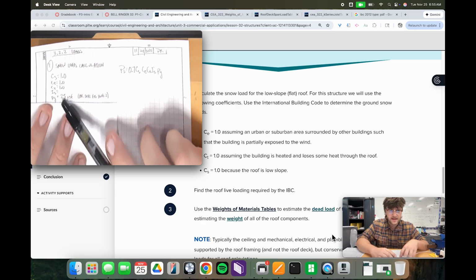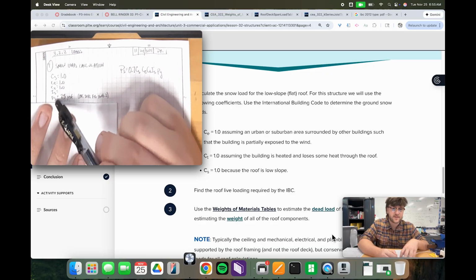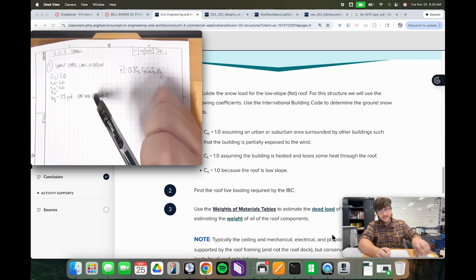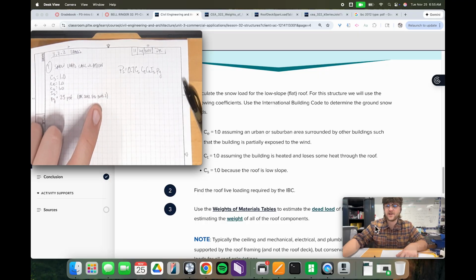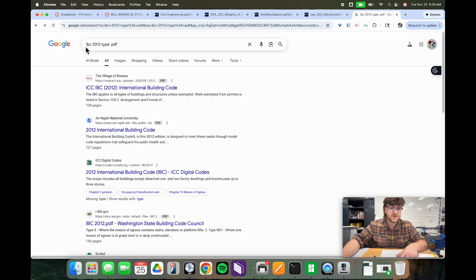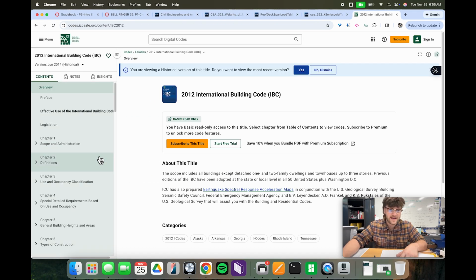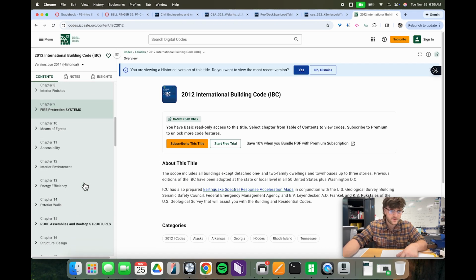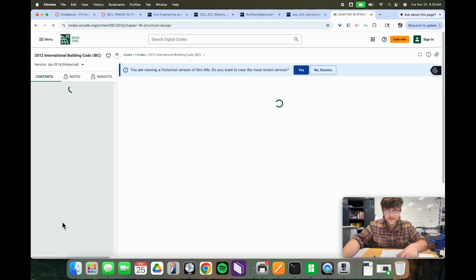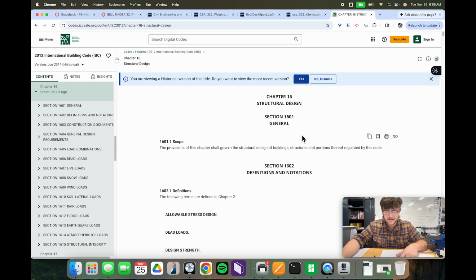But what I want to do first is talk about the ground snow load. This will be coming from figure 1608.2. You want to make sure that you search for an IBC 2012 PDF, and usually this works pretty well. You'll have to find something that works for you. The school might have blocked this by the time you get to that. I'll also throw some links in the Canvas description as always.